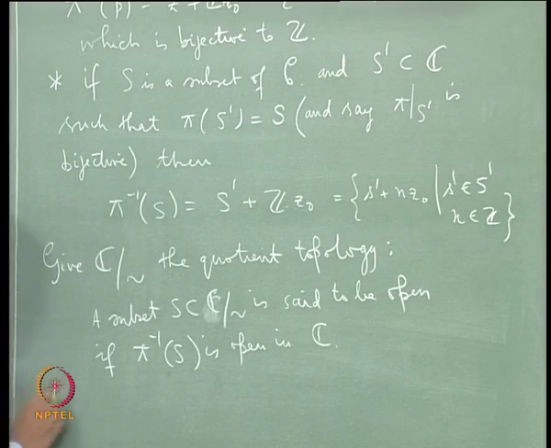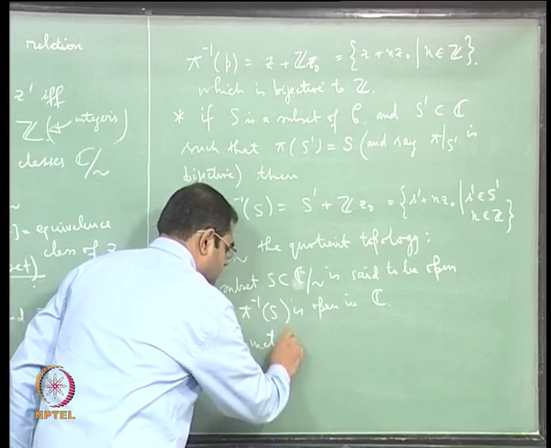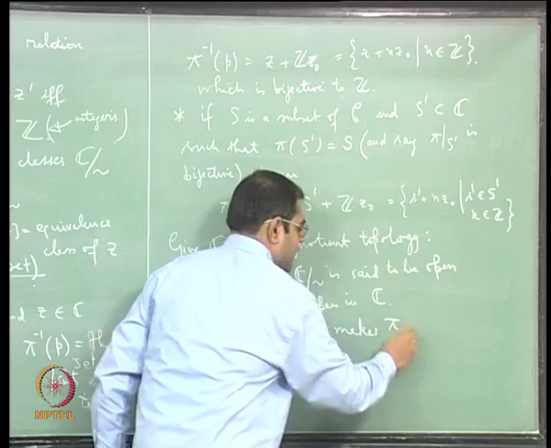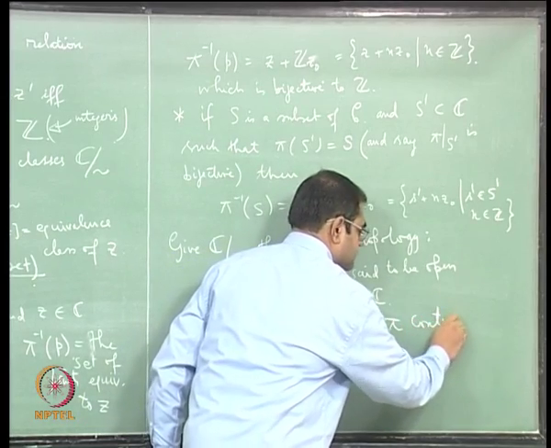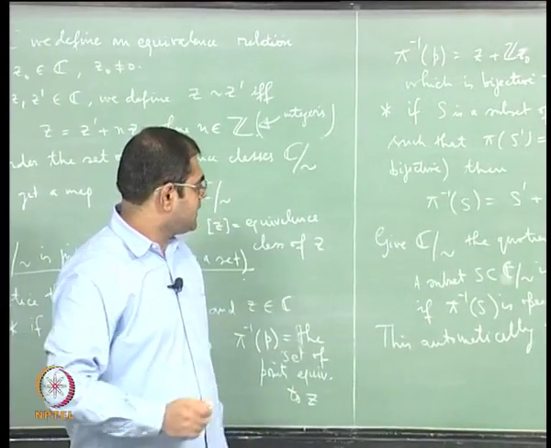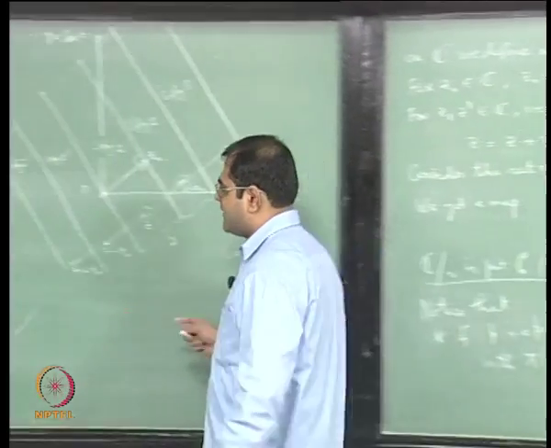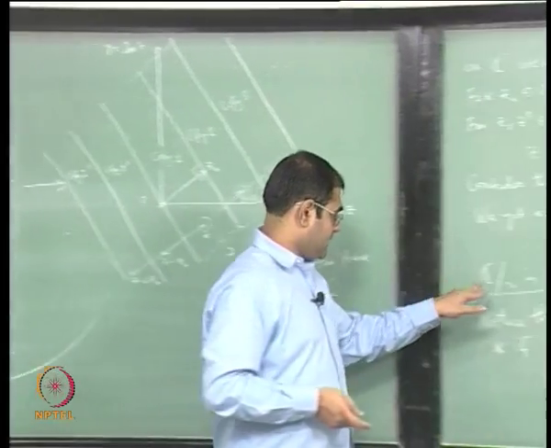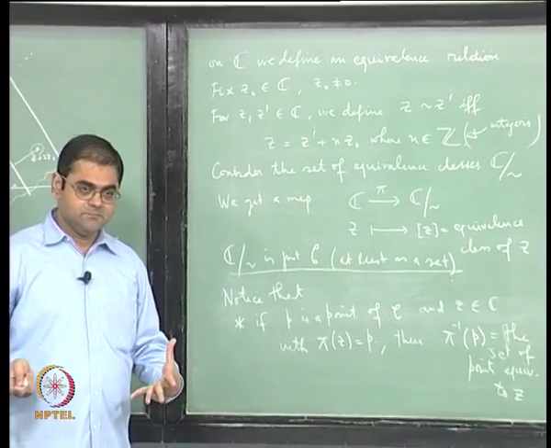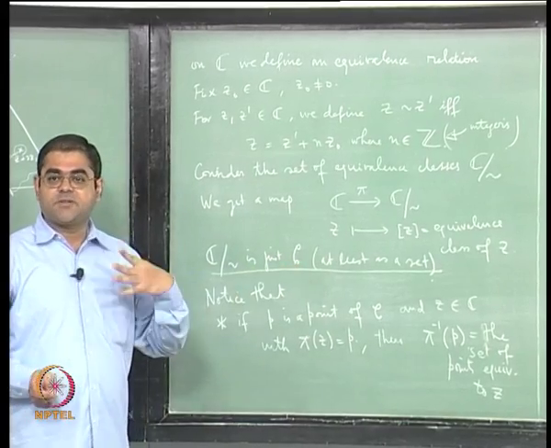So this automatically makes pi continuous, and in fact what it does is that it actually identifies the set of equivalence classes with the cylinder even topologically. Now the identification is not just as a set, but it is an identification also in the topological sense.